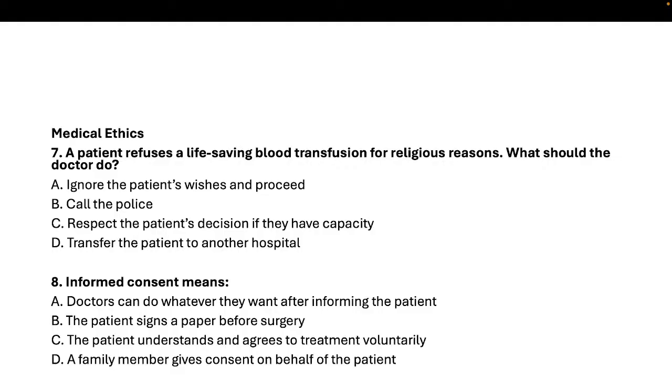So most of these questions are very similar to each other, but when we look at all these answers, the best one is the patient understands and agrees to treatment voluntarily. So the patient has the capacity to understand and agrees to the treatment voluntarily, which is the informed consent in this case. Okay. B is also a type of consent, but it's what we call a written consent. And this one is an informed consent, which will be C.